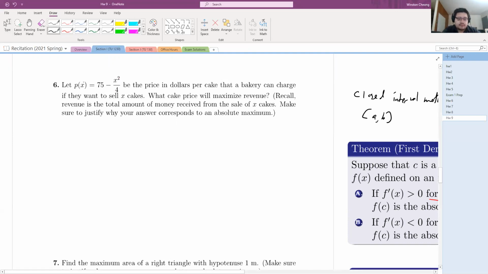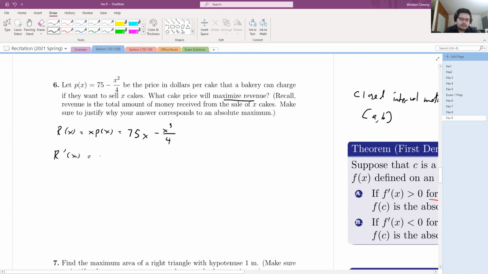Right, so we have price, we want to maximize revenue. So the first thing to note is that our function is going to be some revenue function. And revenue in terms of price is just the number of items sold times the price that you're selling them at. So that is just going to be x times p of x. And so the actual function we're trying to optimize is 75x minus x cubed over 4. Okay, and so now we just go through the standard process of optimizing this thing.